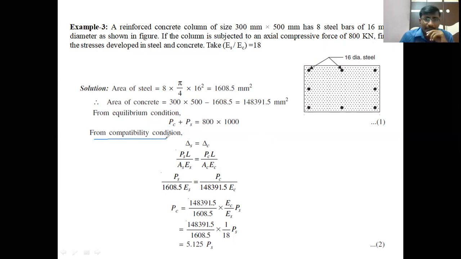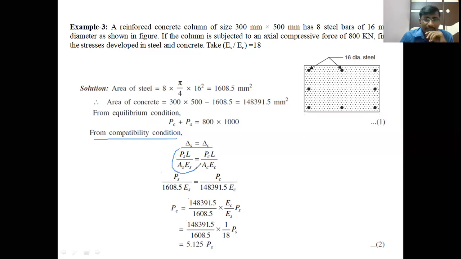So from the compatibility equation, what is the compatibility equation? If you apply the load on the concrete column, then the concrete material and the steel bars are compressed equally, and the deformation in each material is equal. This is the compatibility equation for the concrete column. So delta S is equal to delta C, that is, the contraction of steel bars is equal to the contraction of concrete.